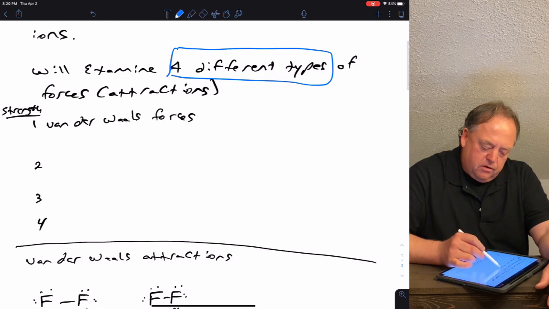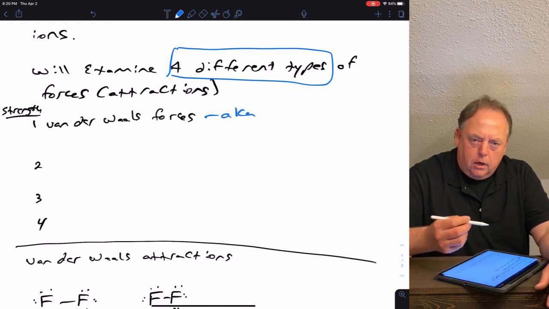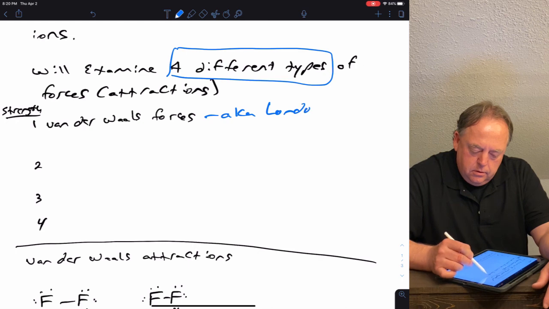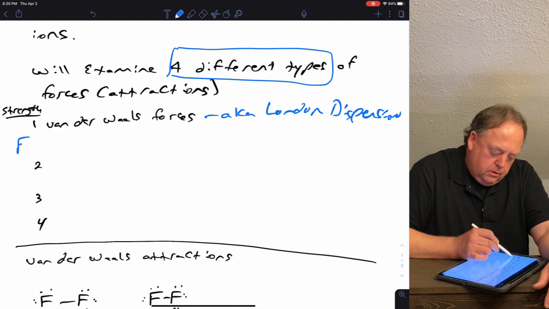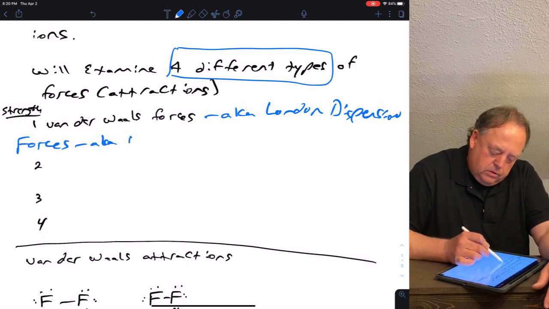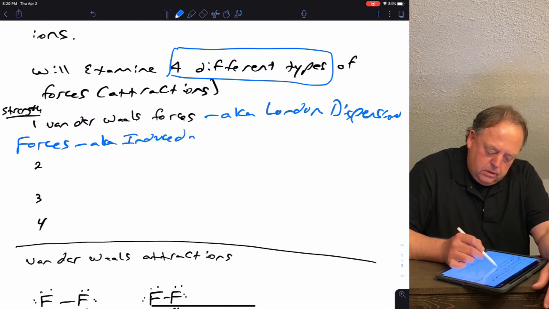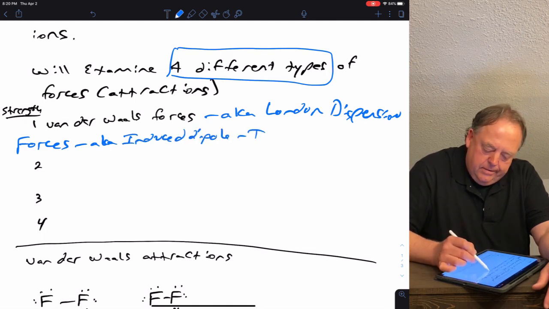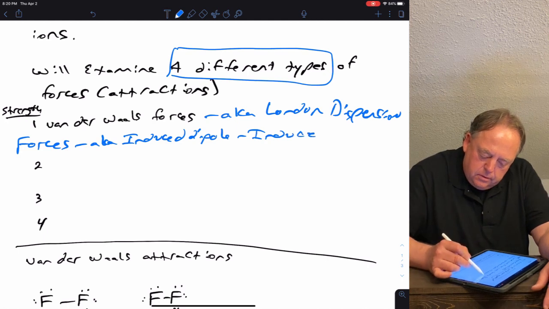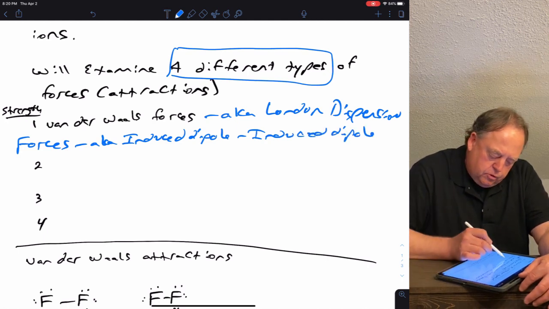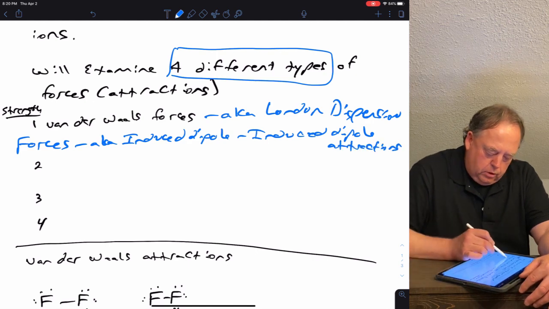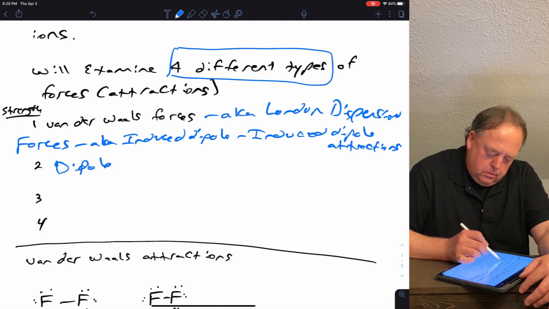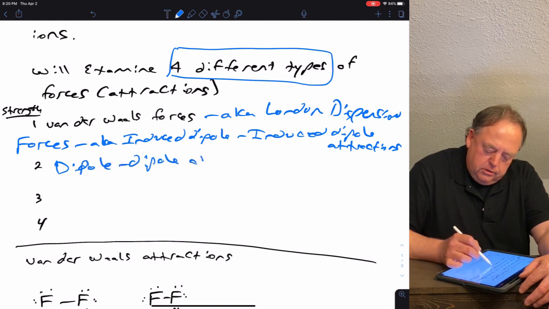We'll look at one called Van der Waals forces, also known as London dispersion forces, and also known as induced dipole attractions. And then we'll look at what's known as dipole attractions.